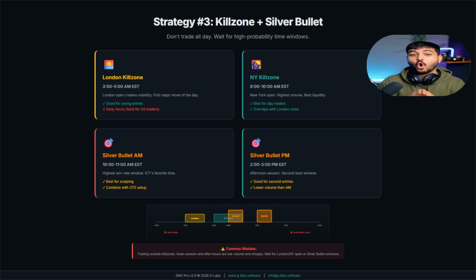Combine timing with your OTE setup. Wait for discount. Find your order block, but only enter during these windows. Outside these times, the market is choppy and low volume. You'll get stopped out. Be patient. Wait for the kill zone. Your win rate will jump.